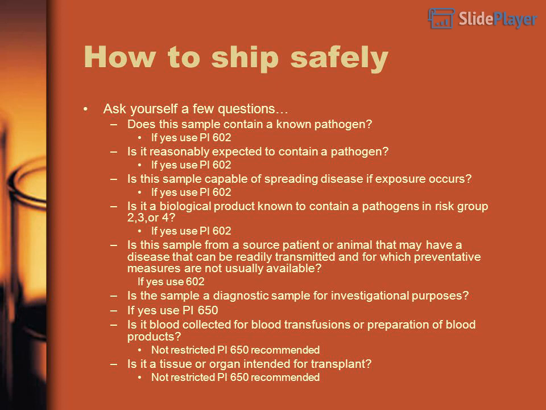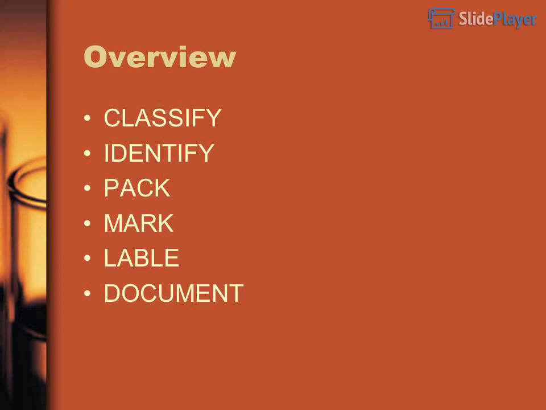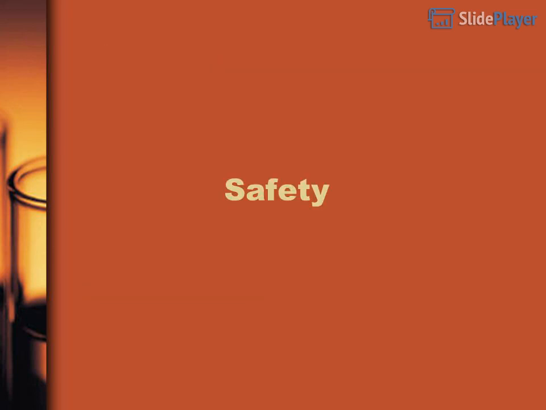If yes, use 602. Is the sample a diagnostic sample for investigational purposes? If yes, use PI 650. Is it blood collected for blood transfusions or preparation of blood products? Not restricted by 650 recommended. Is it a tissue or organ intended for transplant? Overview. Classify. Identify. Pack. Mark. Label. Document. Safety.